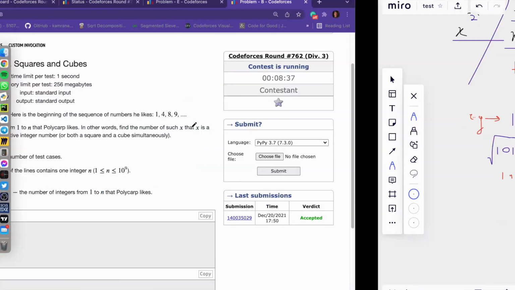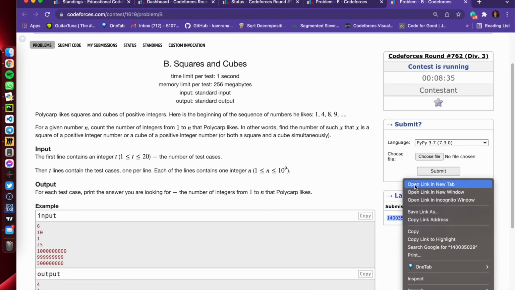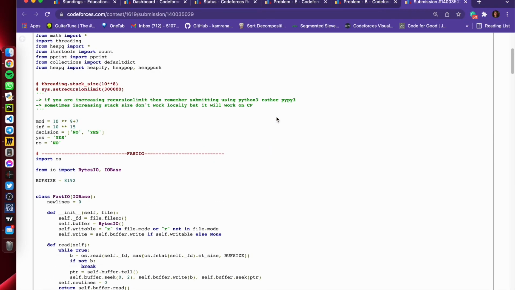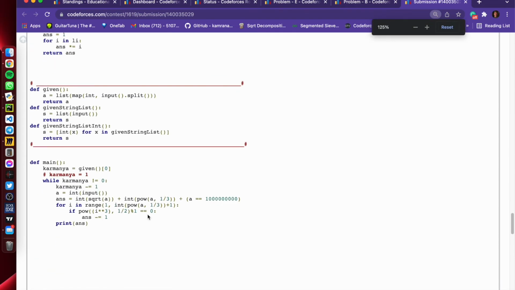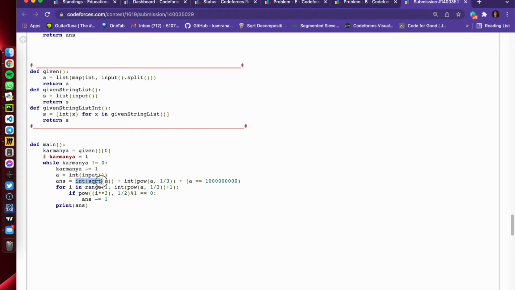If you see the code, okay, here's the code. Let me increase it. The answer is int of the square root of a, where a is the given number, plus int of the cube root of a. This is the power function, it is quite a simple function. You can search for it anywhere on Google and you will find it. And I will add this special case.